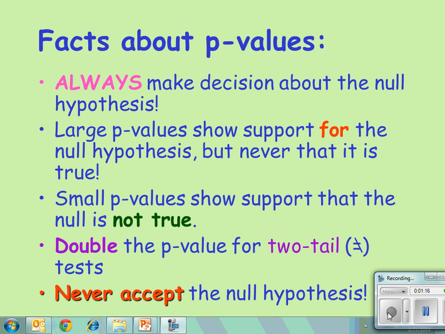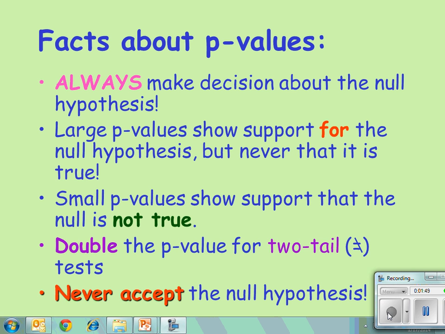Now, when the p-value is small, you're showing support that your null is not true. Therefore, again, there's that rejection. So when your p-values are small, you are showing that your null hypothesis is not true. And then we were talking about the not equals earlier. That's a little bit harder because you take your p-value and you double the value.